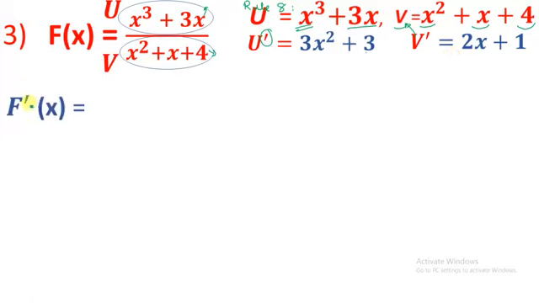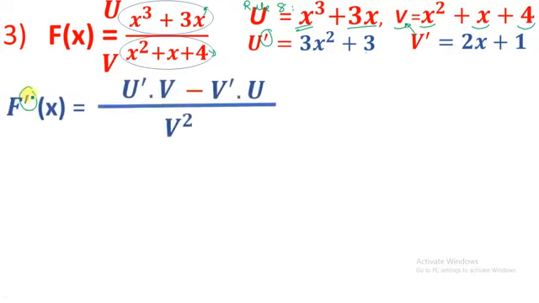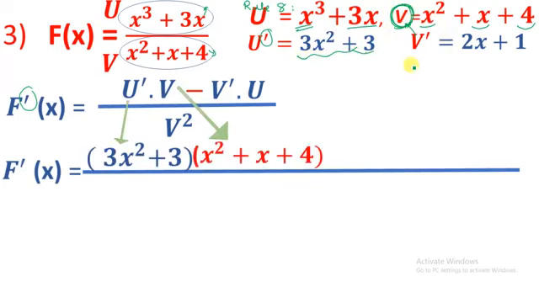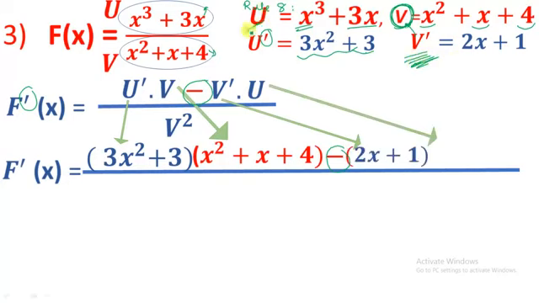The rule is f prime of x equals u prime v minus v prime u over v squared. Let's substitute. F prime of x equals u prime, which is what? 3x squared plus 3 multiplied by v, which is x squared plus x plus 4, minus what? V prime. What is v prime? Yes, it is 2x plus 1 multiplied by u, and here is u, which is x cubed plus 3x, over v squared.